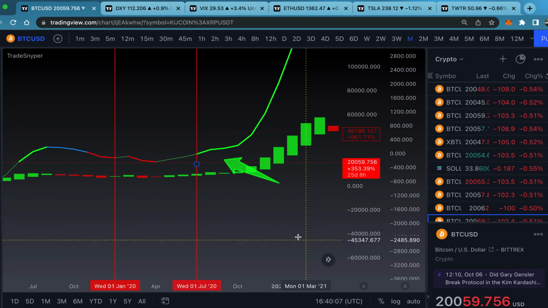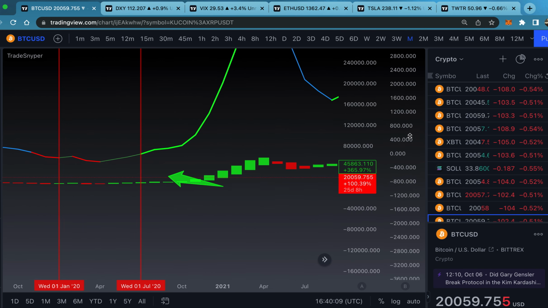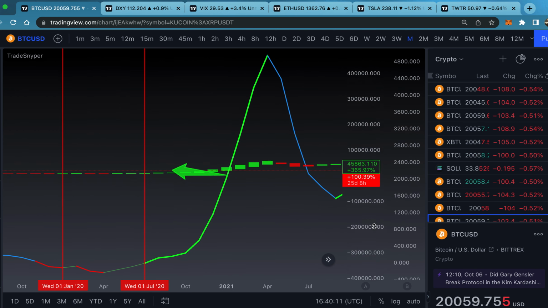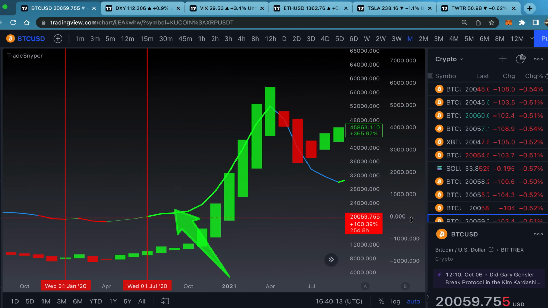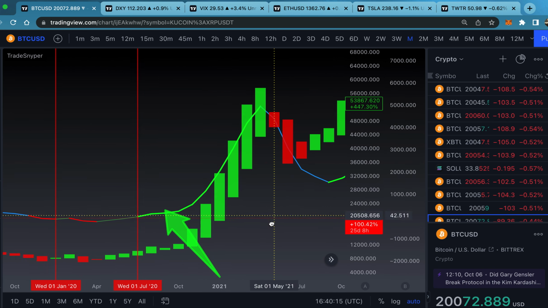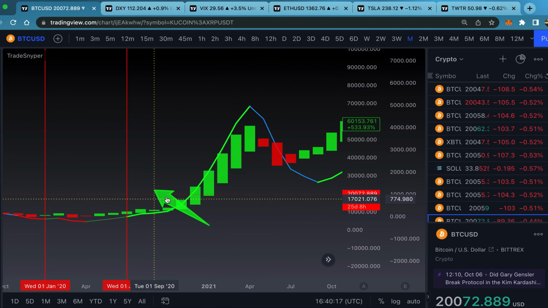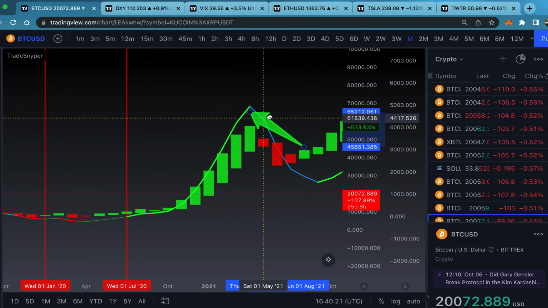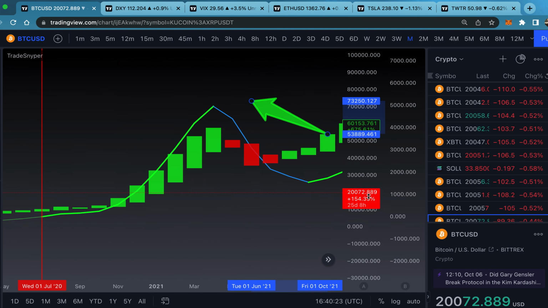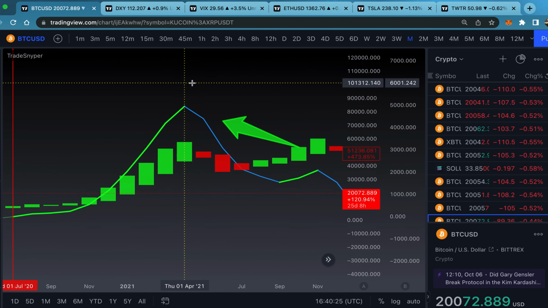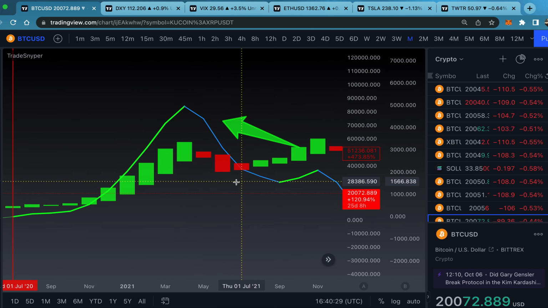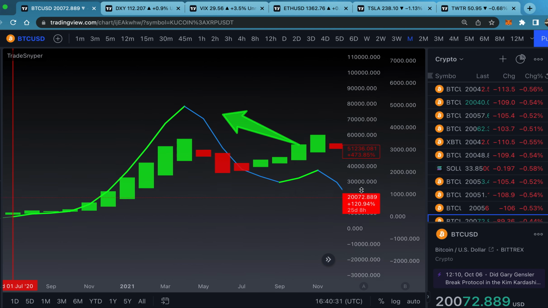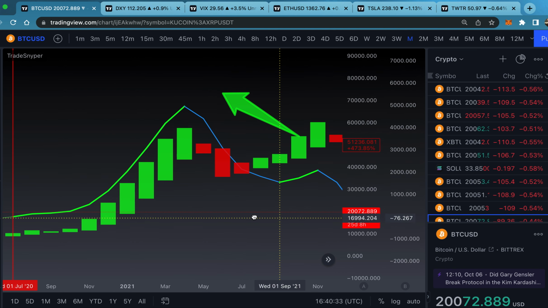So that's what we're kind of looking for here. And as you can see, this is just absolutely perfect. Green through the whole entire rally on the monthly. You would have just held through this whole thing all the way up to about 68K. Then the indicator flipped blue here at the top, and it pulled back down to about 30K, and that was a crash back in June.